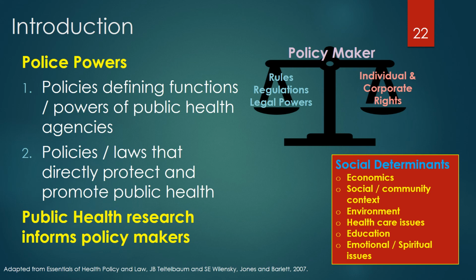This search for the appropriate balance often results in significant tension, discussion, and activism around why and how government should or should not regulate private individuals and corporations in the name of protecting the health, safety, and welfare of the public. That balance is defined generally by states through 2 types of policy legislation, also known as police powers, and include 1. Policies that define the function and powers of public health agencies, and 2. Policies that directly protect and promote public health.